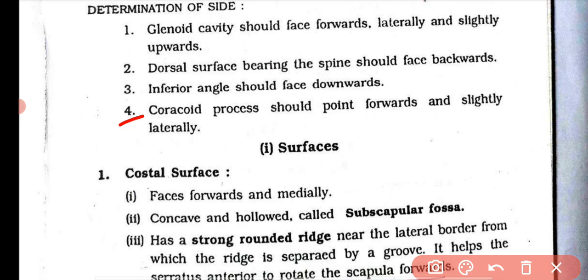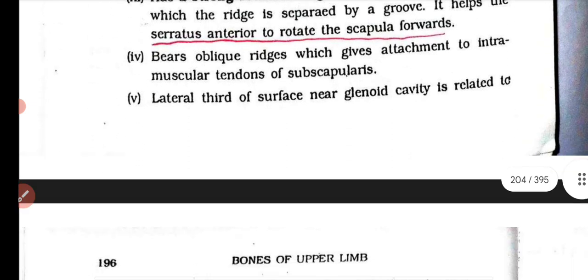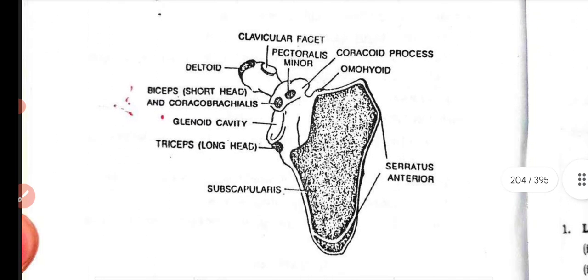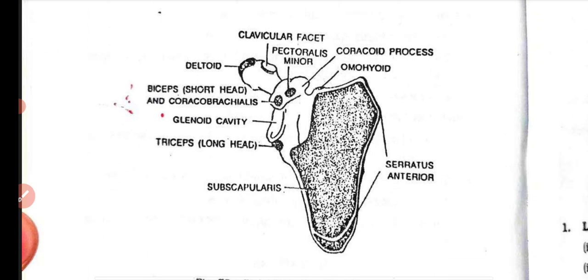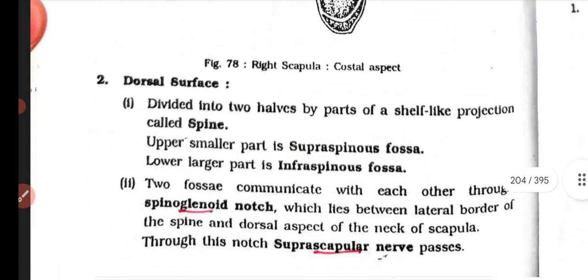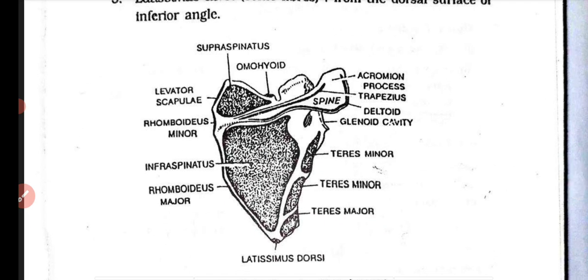Which one is the coracoid process? In the scapula, we will know about three processes: coracoid process, acromion process, and spinous process. Now, which one is the coracoid process? In this, we will know about the coracoid process.